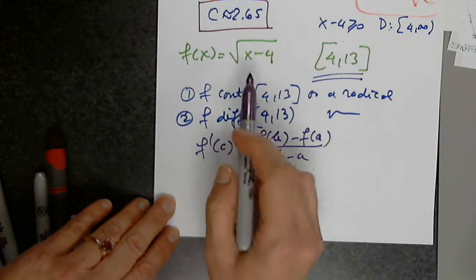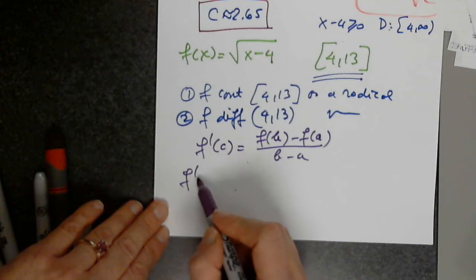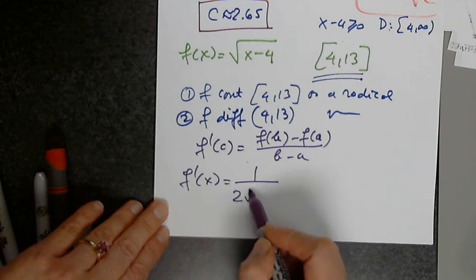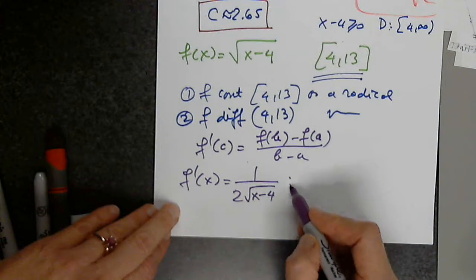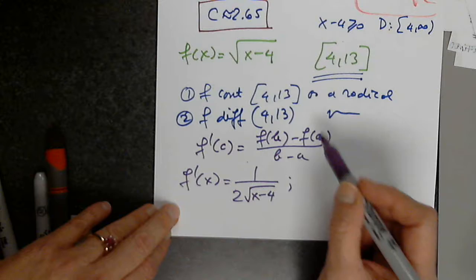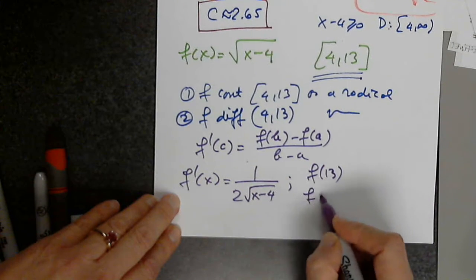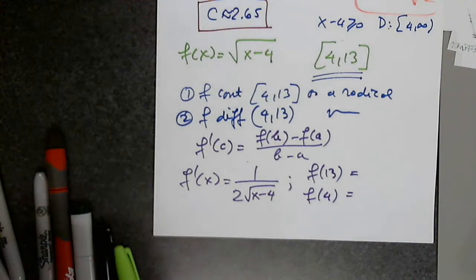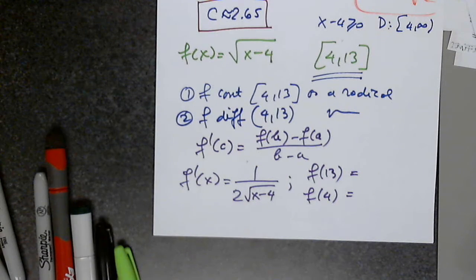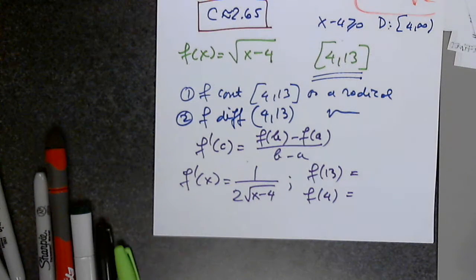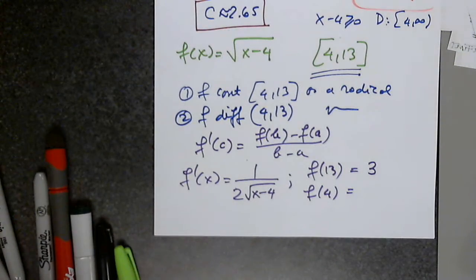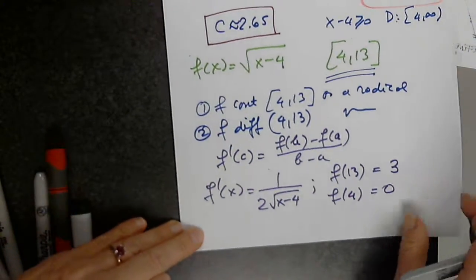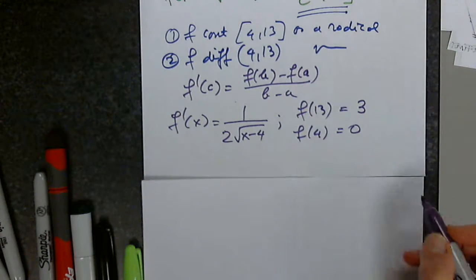Perfect. The left-hand side I have to differentiate first. So f prime of x is 1 over 2 the square root of x minus 4 times the inner function prime, which is 1. Then on this side, f of 13 and f of 4. How much is f of 13? Very good, 3. How much is f of 4? 0.